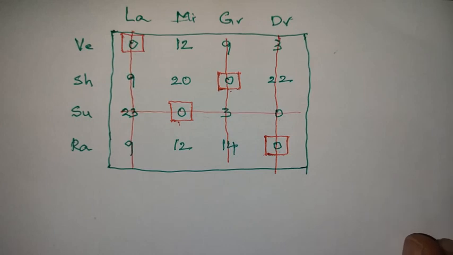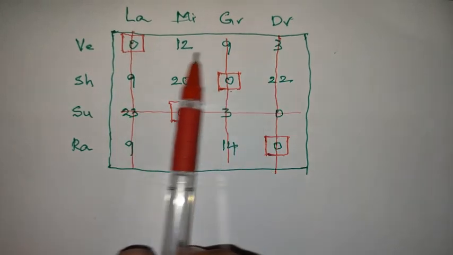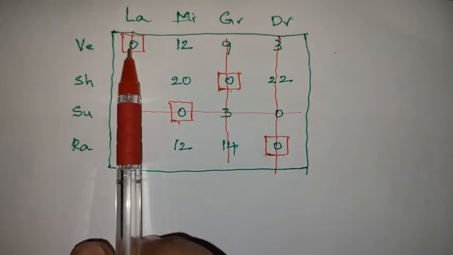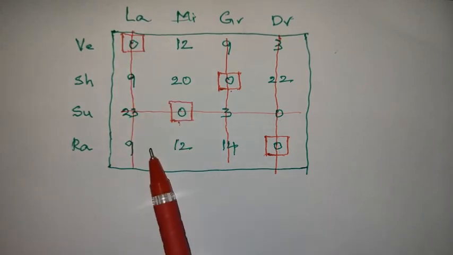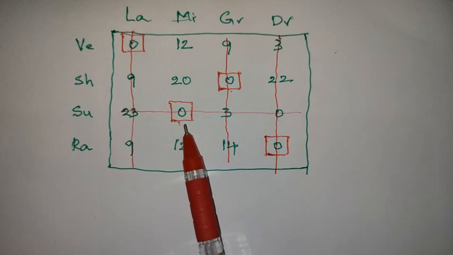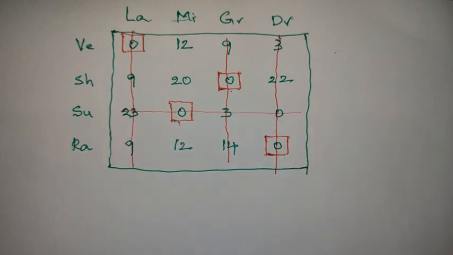Okay. So you please remember one thing. When we are doing the row scanning, whichever 0 is boxed, we need to strike off that column. But in column scanning, whichever 0 is boxed, then we need to strike off that row. So it is in the reverse case.